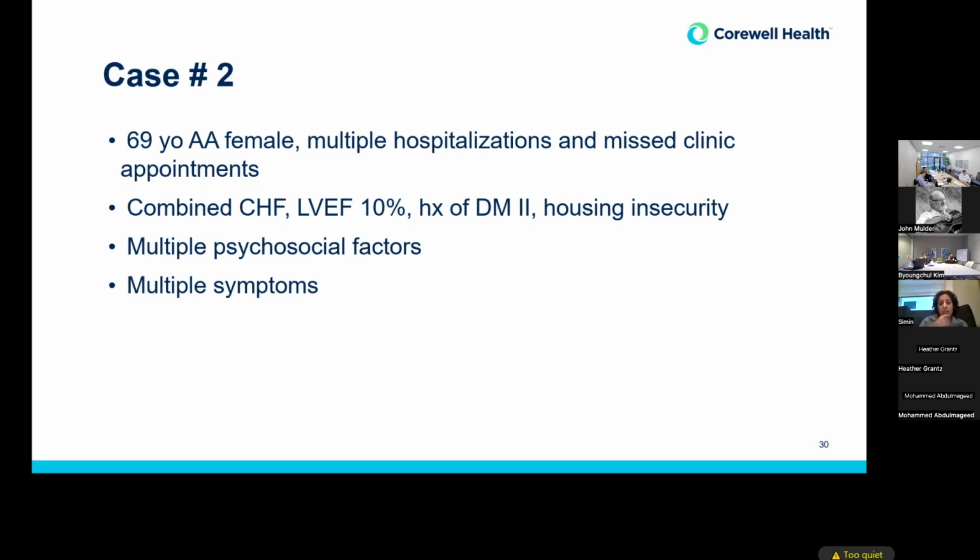She had housing insecurity. She lived actually in the tents by downtown market. And then when those tents got cleared out, she just had no place to go and sometimes lived with friends or family members.